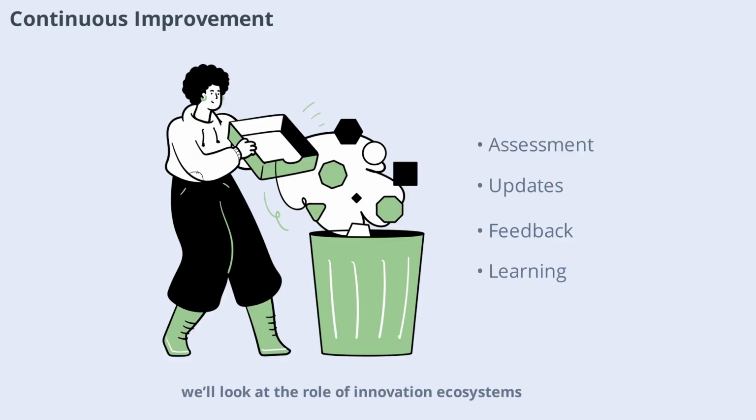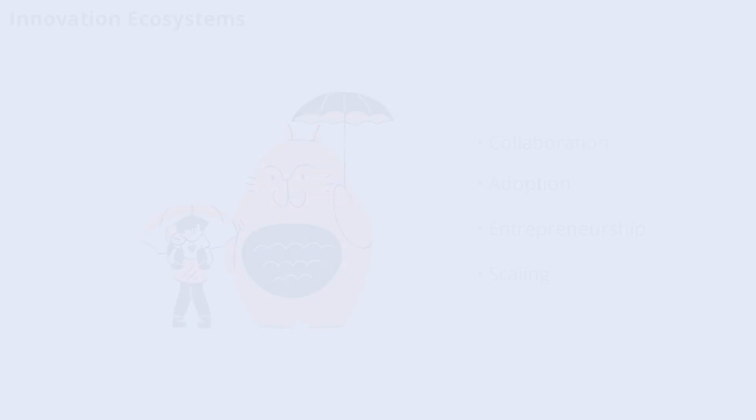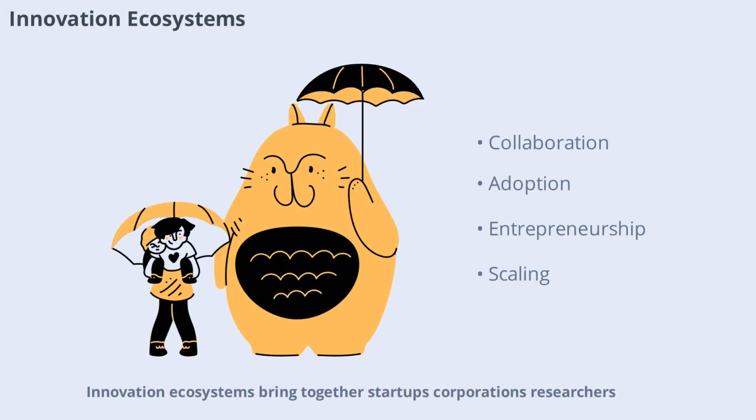Next, we'll look at the role of innovation ecosystems. Innovation ecosystems bring together startups, corporations, researchers, and investors to develop sustainable digital solutions. These networks foster collaboration, accelerate technology adoption, and support entrepreneurship. By participating in innovation ecosystems, organizations can access new ideas and scale sustainable practices more quickly.